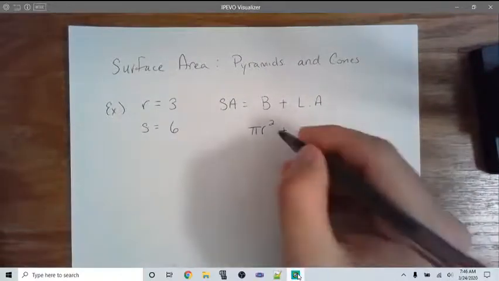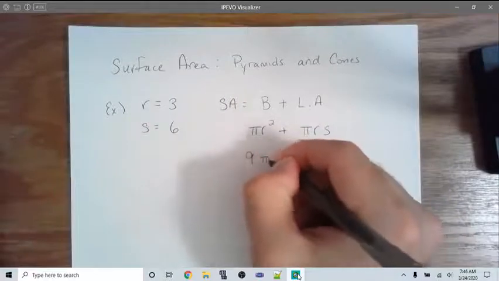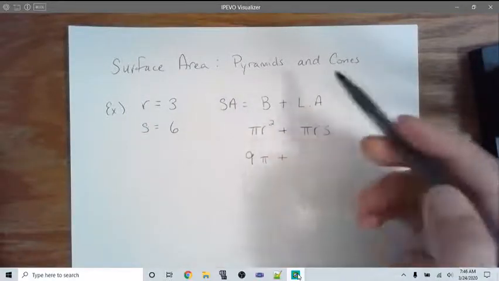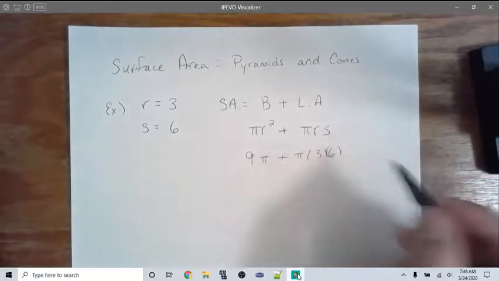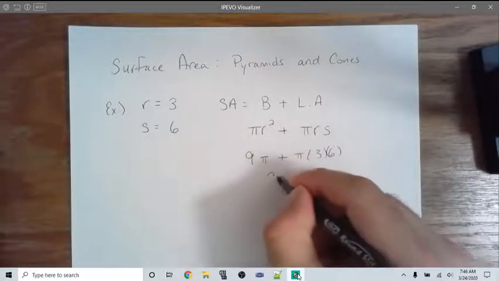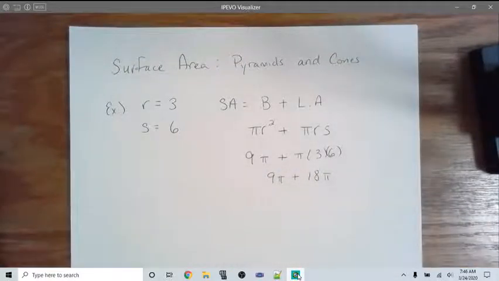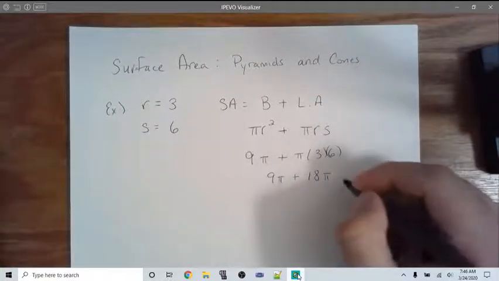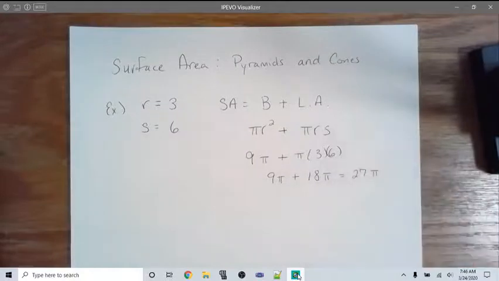So in this case, r is 3, like in our examples. This would be 9 times pi. And then this is going to be pi times 3 times 6. And 3 times 6 is 18, so this is 9 pi plus 18 pi. And I like to add them up this way, because then I can just plug them into the calculator one time only. Because 9 and 18 I know to be 27, so this is 27 pi.